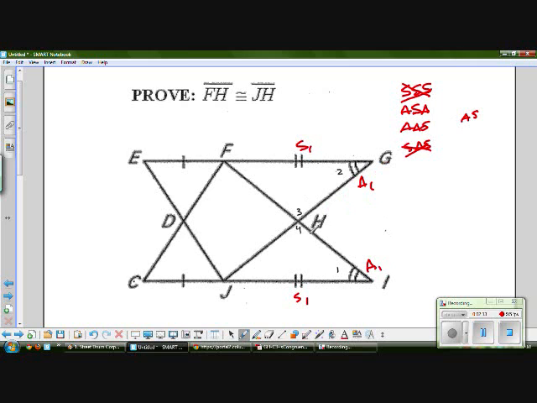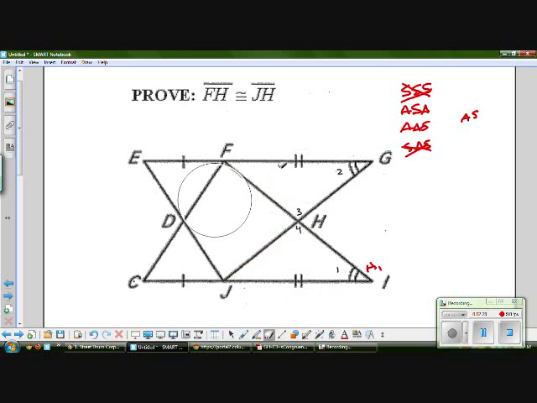Hopefully looking at 3 and 4 it's becoming automatic. These are a vertical pair, so that's the route we're going to go. We're going to show that these are vertical. That will give a side and angle in both triangles, and thus our side lengths are going to be congruent. Alright, let's get to it.